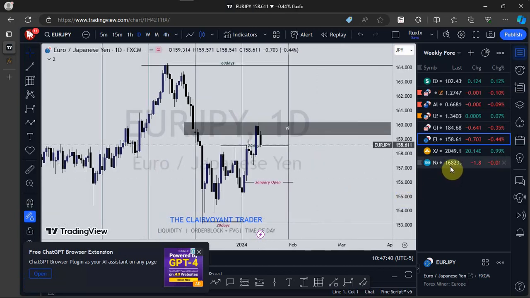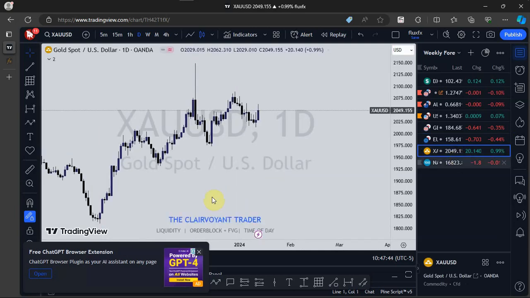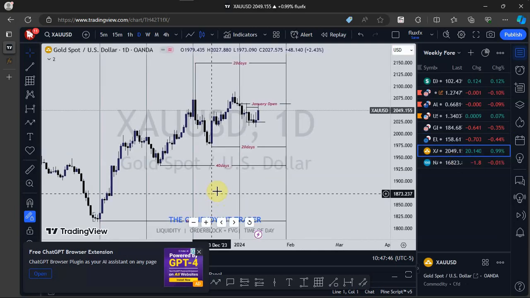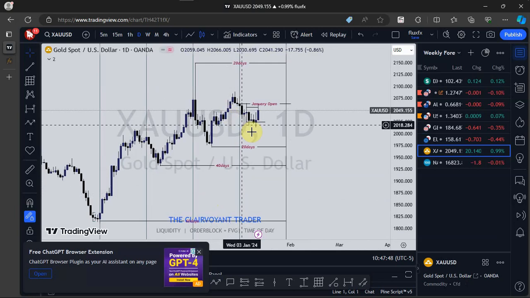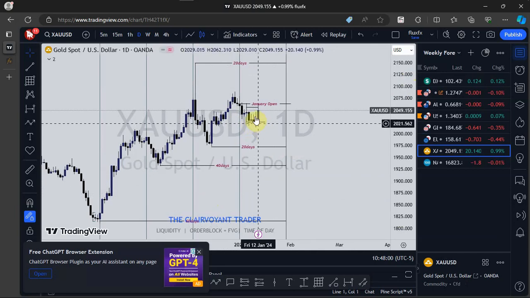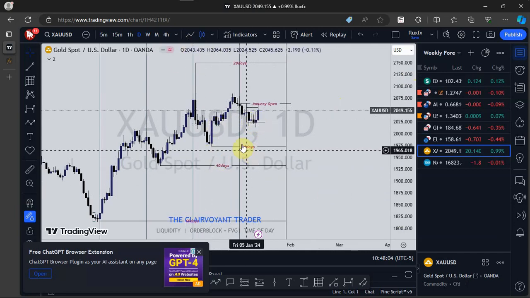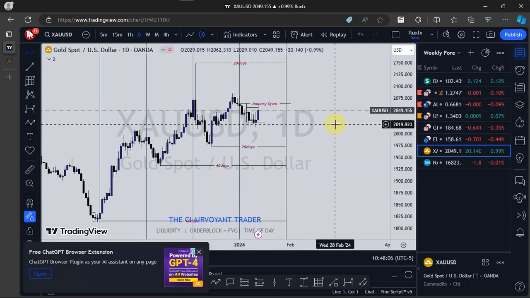Let's look at what is happening on gold. For gold, I'm looking out for a bearish scenario on the dollar index. So if I'm looking out for a bearish scenario on the dollar index, then definitely for gold I'll be looking out for a bullish scenario. But look at something here. We are still stuck between the previous 20-day low and the previous 20-day high.